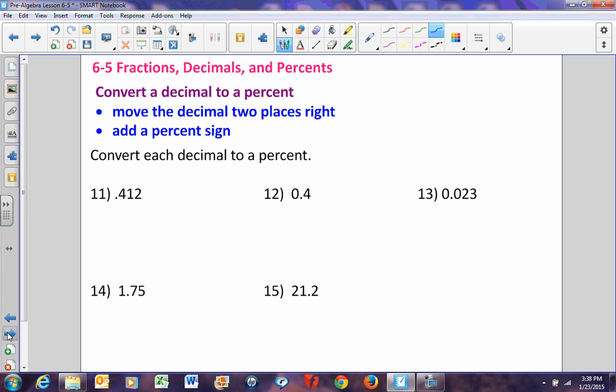Okay, so if we're going to convert each decimal to a percent, 0.412, if I move that decimal point 2 places to the right, it becomes 41.2. And I have to add a percent sign. So 41.2%.